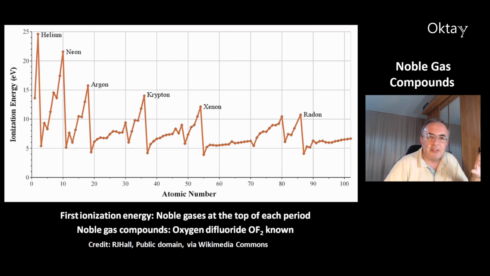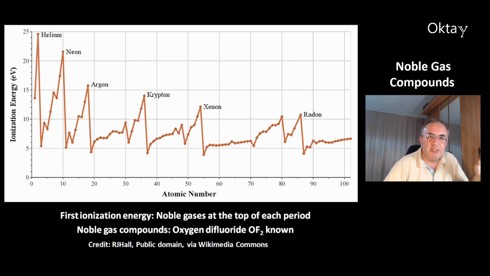This is important fundamentals in chemistry. That's the first ionization energy. That's the energy that you need to remove one electron from an atom. And you can see in each period the noble gases are at the top. They have the complete shell of electrons. It's a very stable configuration. That's why they have the highest first ionization energy.